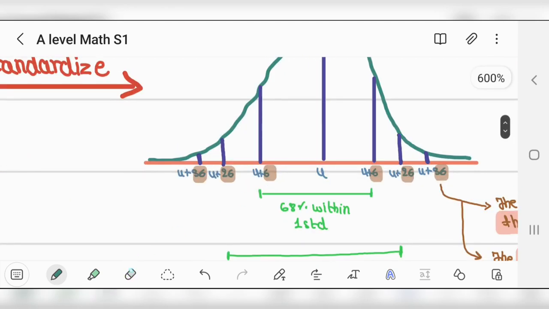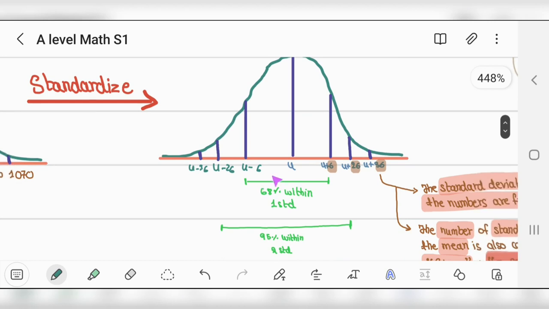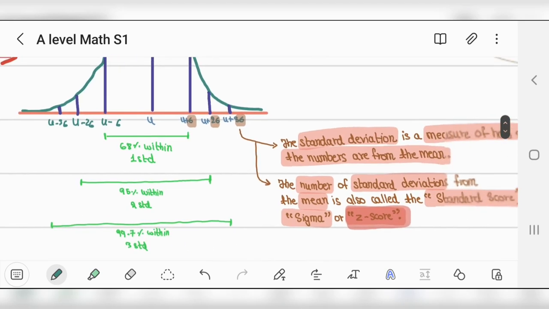It's actually minus, not plus. I made a mistake. This is actually minus. Okay, so 68% within one standard deviation. For example, if you have a standard deviation of 1.5, so 1.5 and minus 1.5. This is the first standard deviation. Then this is the second standard deviation, okay. Then this is the third standard deviation. You will understand this shortly, don't worry about it.